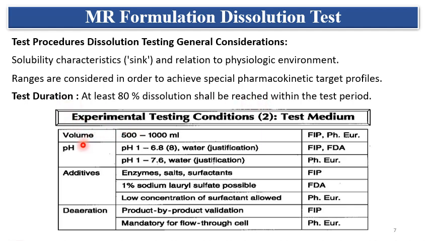Then the test medium, volume, pH and additives, these I have mentioned here, like volume of 500 to 1000 ml can be taken. pH may be from 1 to 6.8 or sometimes from 1 to 7.6 with proper justification based on the formulation characteristics and API behavior. Then enzymes, salts and surfactants can be added into the media for MR formulation to have a proper sink condition. Sodium lauryl sulfate can be added up to 1%, and generally it is tried to have a lower SLS concentration. Then deaeration may vary from product to product or case to case, and it is mandatory for flow through cell type of apparatus.